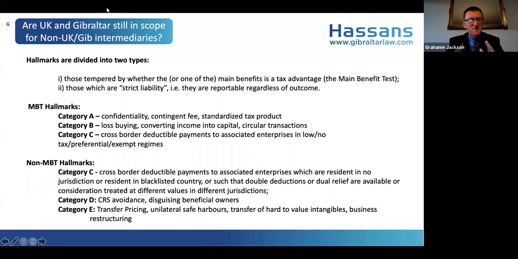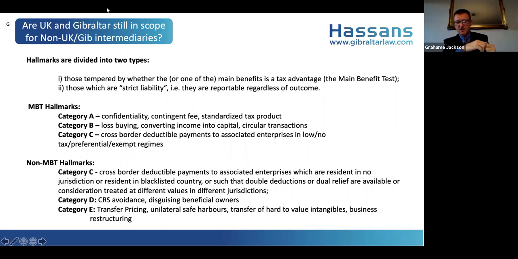So that's the main benefit test hallmarks, and then you have the non-main benefit test hallmarks, and they're almost like the concept of strict liability. You don't have to have any effect, you don't have to have any benefit from the arrangement. The arrangement just has to be like this.